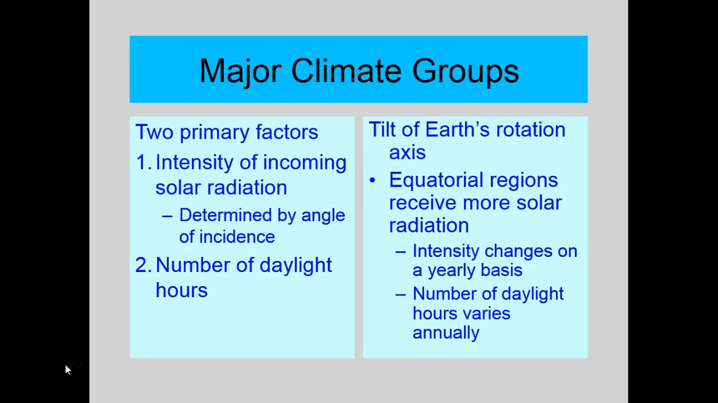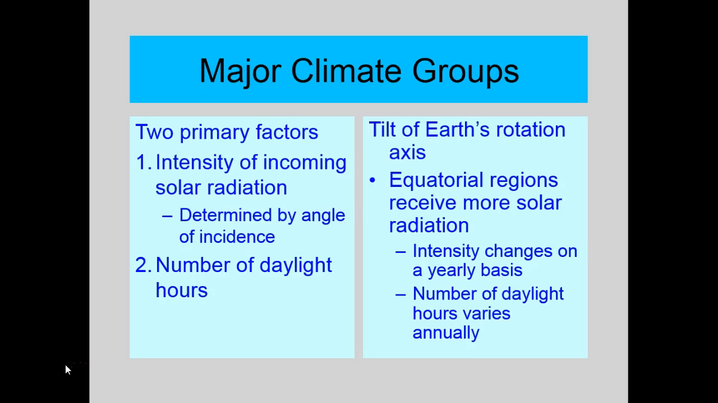Okay? So, equatorial regions receive more solar radiation. Around the tropics, especially the closer to the equator, even more. The intensity changes on a yearly basis, but it doesn't change too much. The number of daylight hours, okay.